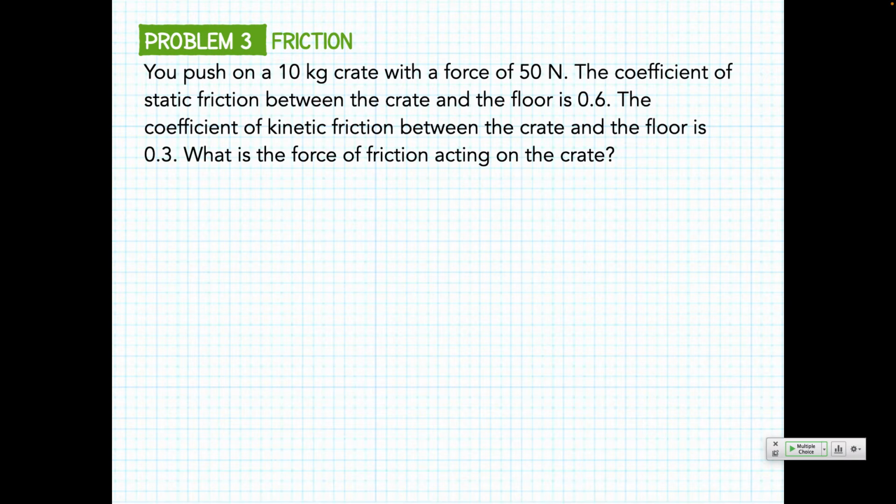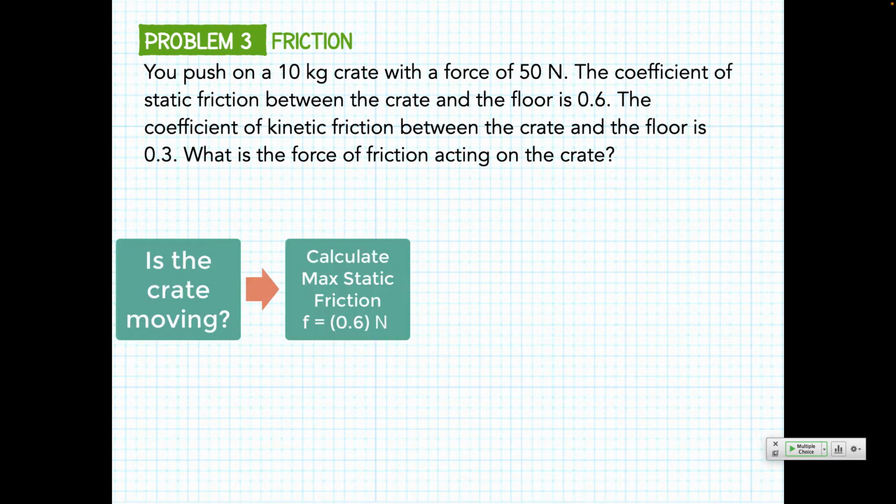So how do we decide if the crate's going to move? And if the crate's not moving, how do we figure out what the friction force is? And if the crate is moving, how do we figure out what the friction force is? So it's got sort of a flow chart situation here. How do we decide if this crate's moving or not? By finding the max static friction, yeah, and then comparing it to what? The minimum kinetic friction? Not quite, right? So what force are you pushing with?